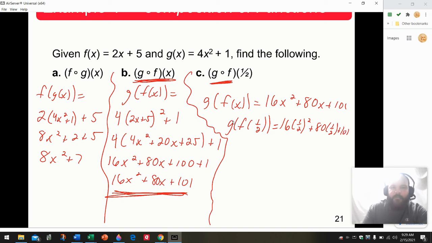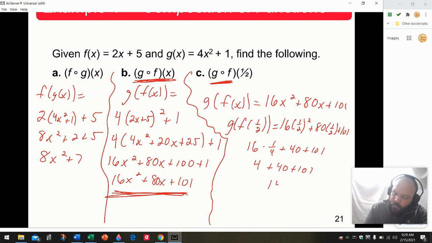Now, you have to square 1/2 first. 1/2 times 1/2 is 1/4. So we're left with 16 times 1/4 plus 40 plus 101. 1/4 of 16 is 4. And 4 plus 40 is 44, and 44 plus 101 is 145. And so there is our final answer.